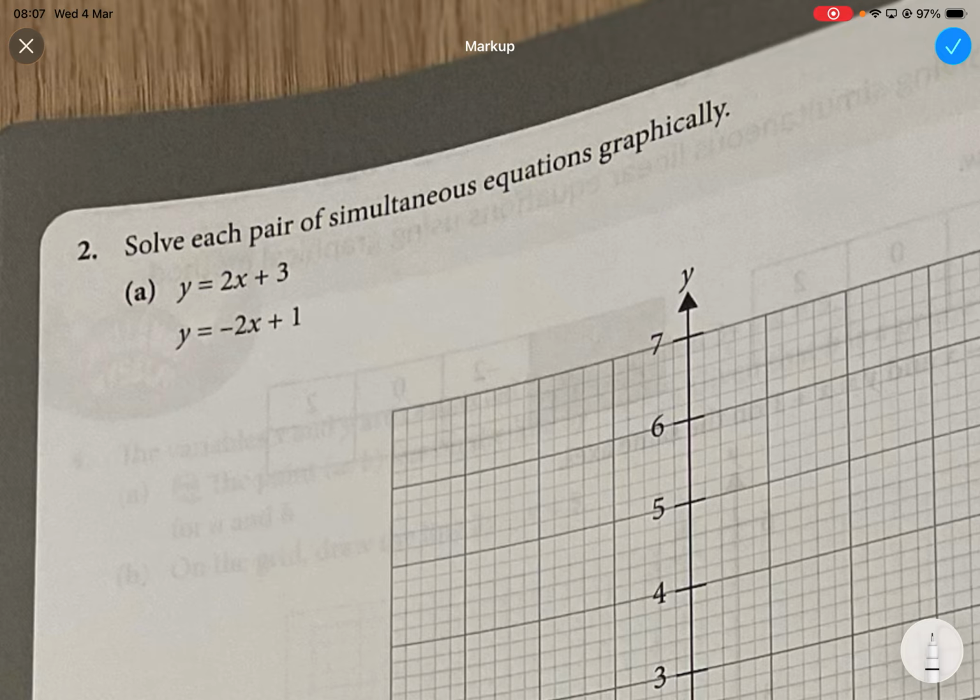Okay, number 1. What is the question asking you to do? Solve each pair of simultaneous equations graphically.